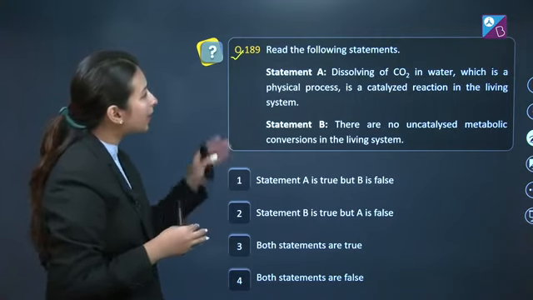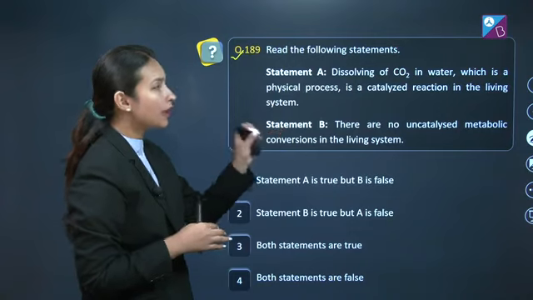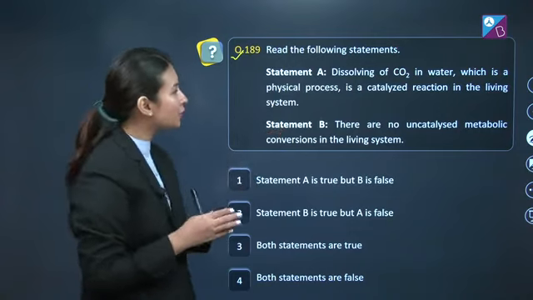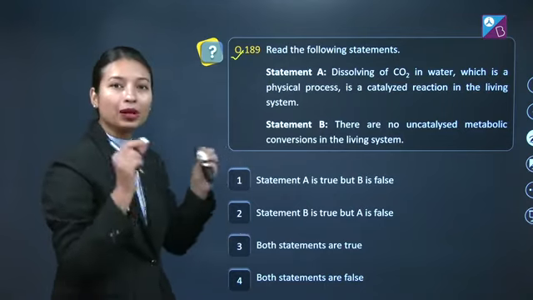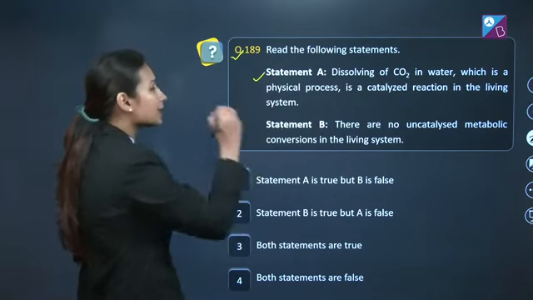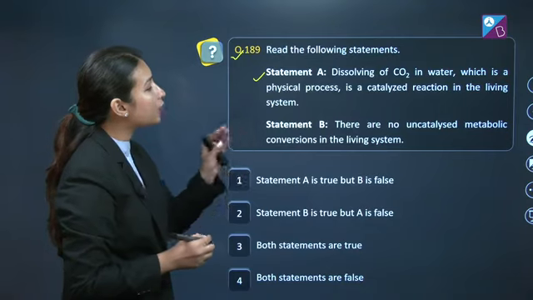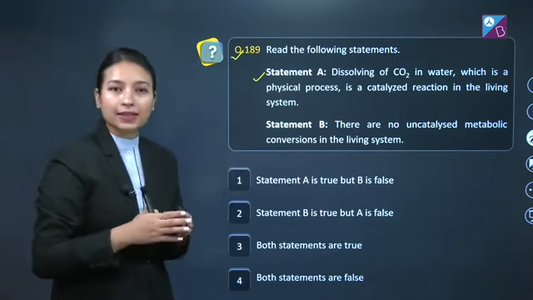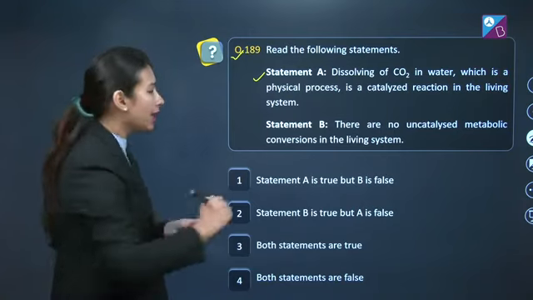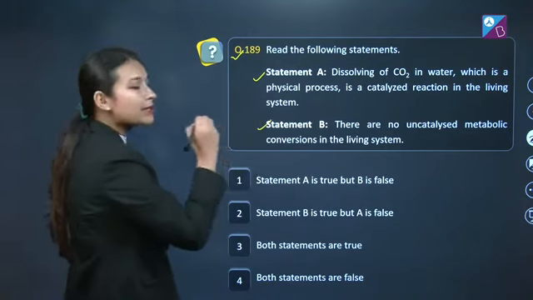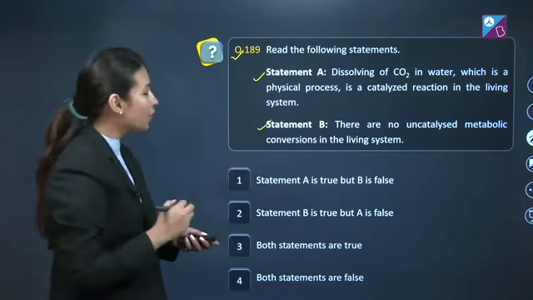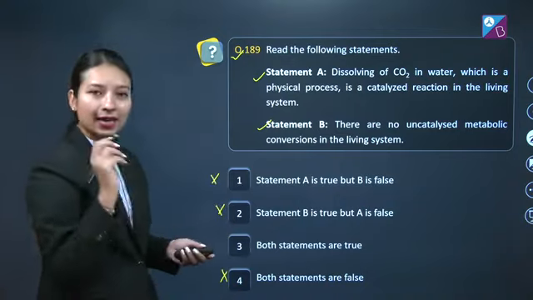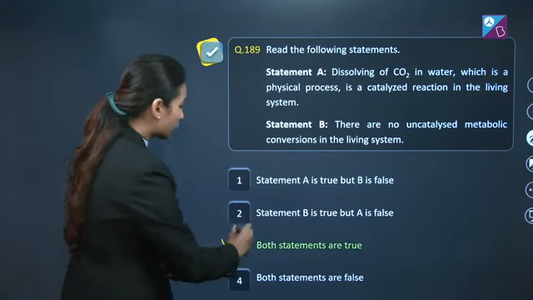Statement A यहाँ पर है dissolving of CO2 in water, which is a physical process, is a catalyzed reaction in the living system. ये बिल्कुल सही statement है. Statement B यहाँ पर है there are no uncatalyzed metabolic conversions in the living system. ये भी बिल्कुल सही है. So यहाँ पे both statements A and B are correct. So, option number 1, 2 and 4 are incorrect and a correct answer here is option number 3.